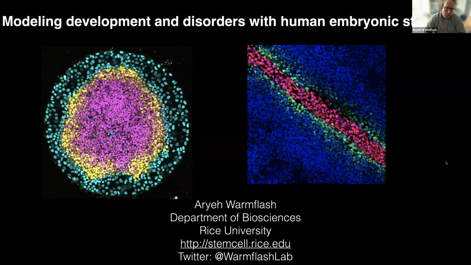And the approach that we take is beginning with human pluripotent stem cells, which I'll get into what they are if you're not familiar, but they're cells that can basically make any cell type in the body. We try to recreate the process of normal development or aspects of it in a culture dish, and then use those systems as proxies for studying developmental events that otherwise wouldn't be accessible to researchers.